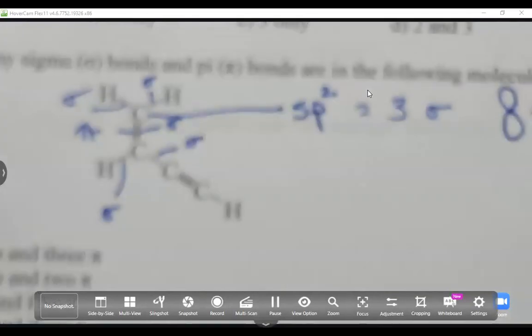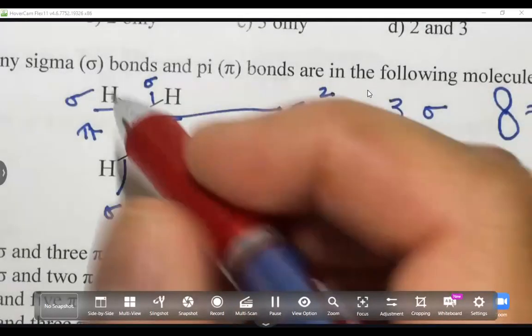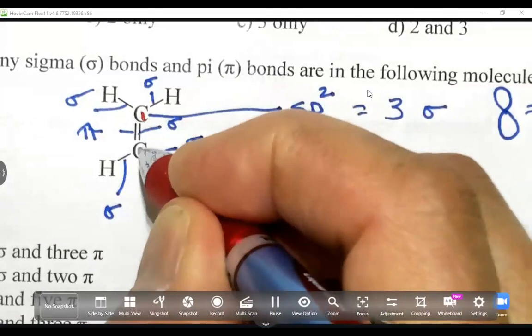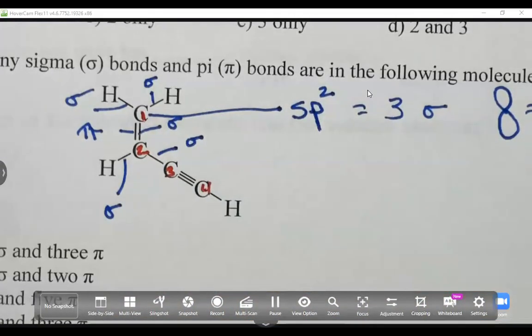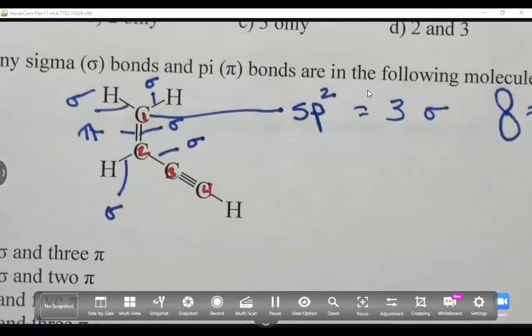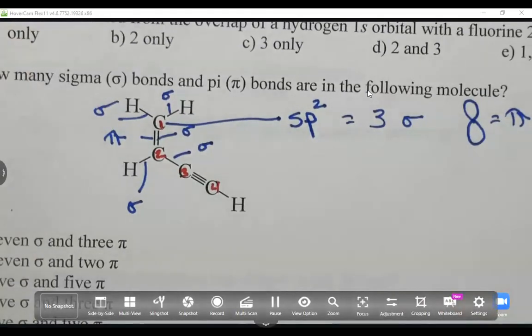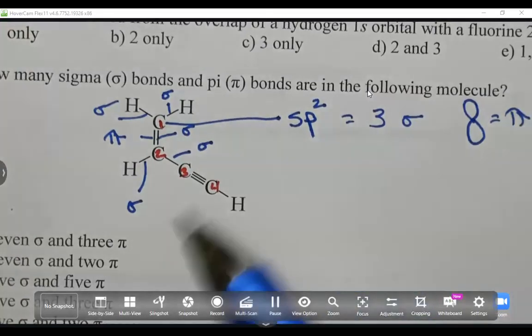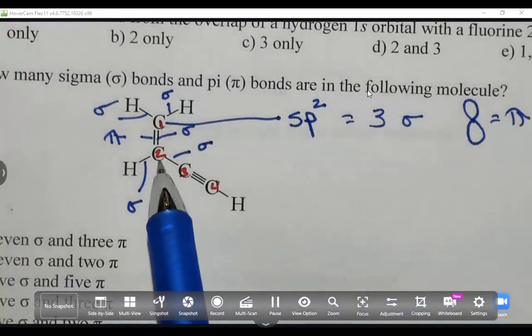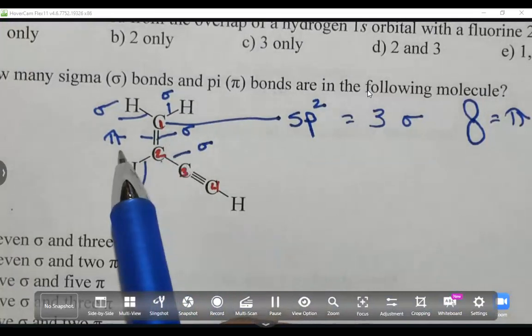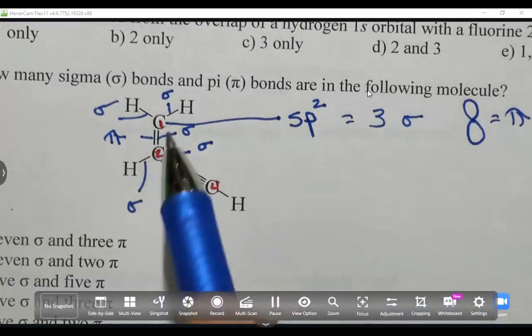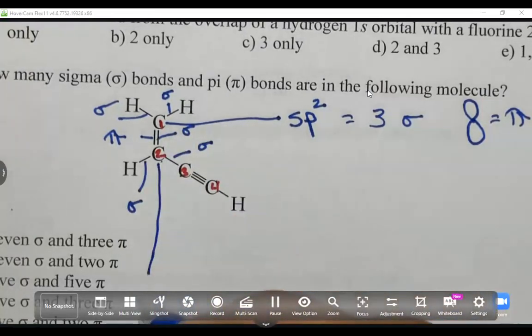So on the test, I think I numbered these carbons 1, 2, 3, 4, if I remember right, but there's a similar diagram on the test. This carbon right here, carbon 2, has 3 sigmas and a pi bond, right? So this carbon is sp2 hybridized.